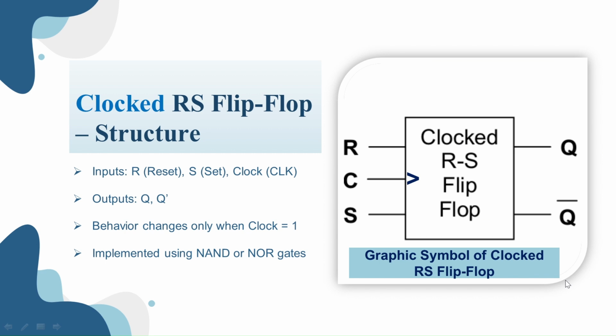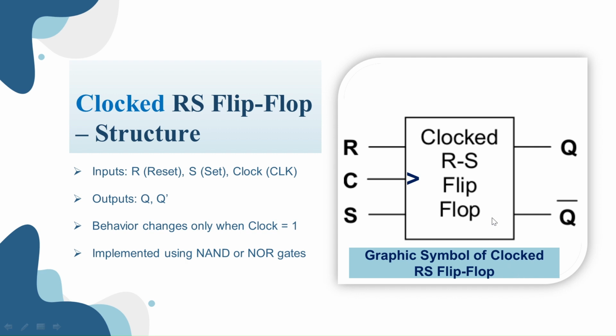A clocked RS flip-flop adds a clock input to the basic RS latch, which contains R reset and S set inputs. It ensures that the state changes only occur on the active clock signal, making it synchronous with other circuit components. The behavior changes in the RS flip-flop circuit only when clock equals 1. It is generally implemented using NAND or NOR gates.